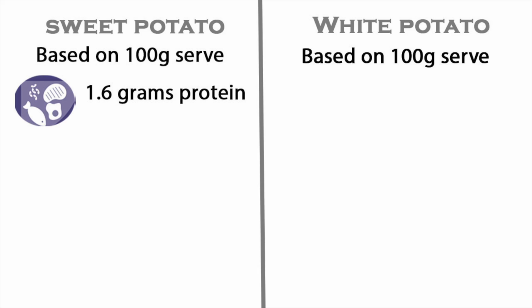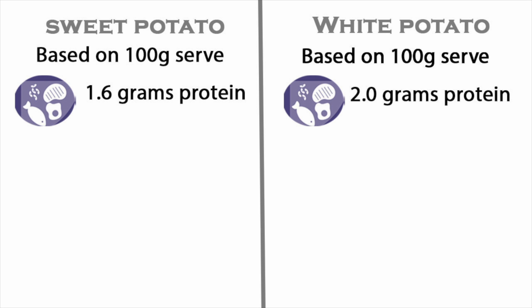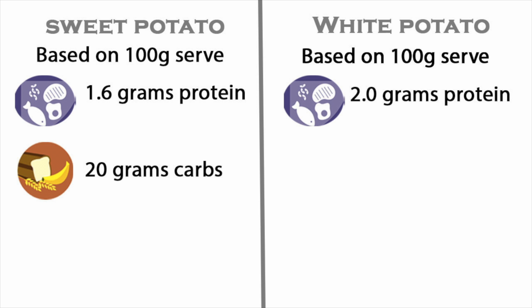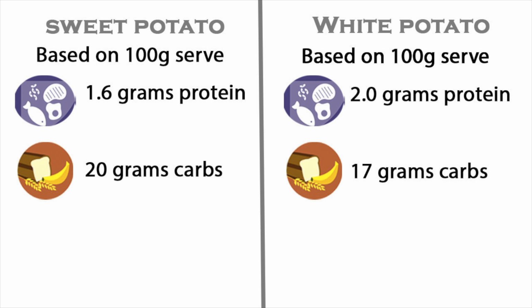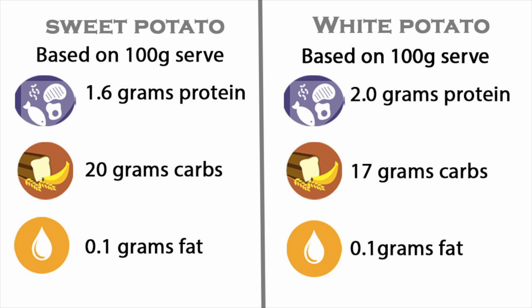Moving on to another food swap that we're taught to make, which is white potato or regular potato for sweet potato. Now we'll once again weigh up the two items against each other. So sweet potato has 1.6 grams of protein and white potato has 2 grams of protein. Sweet potato has 20 grams of carbs and white potato has 17 grams of carbs. And they both have 0.1 grams of fat. So they are very, very similar. But one thing that I wanted to note here is we're told to swap out white potato for sweet potato because white potato has too many carbs.